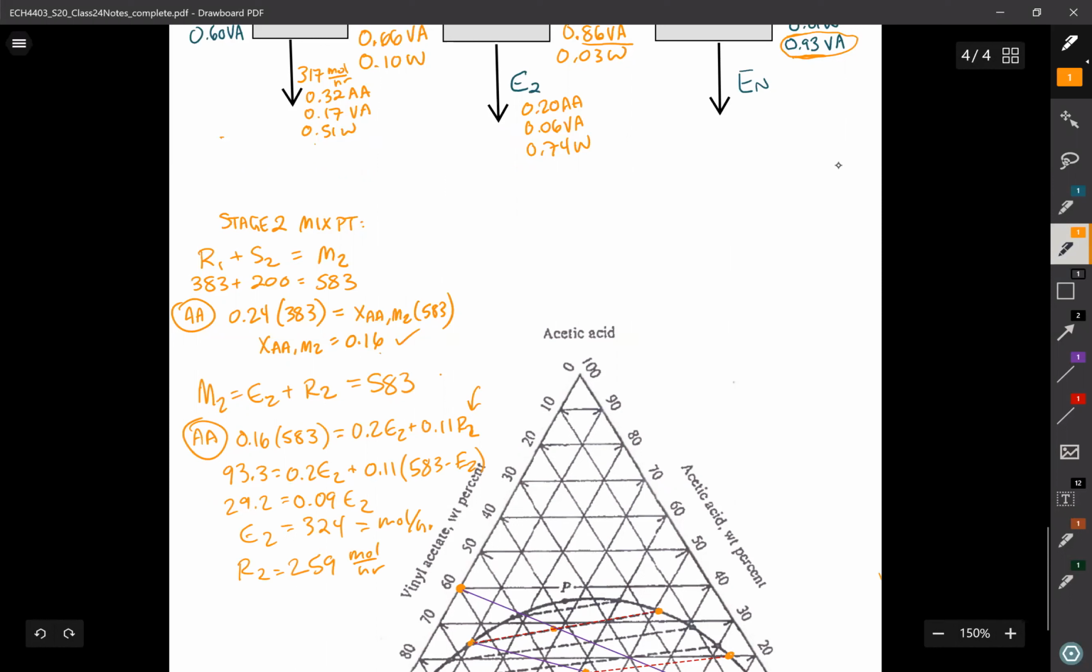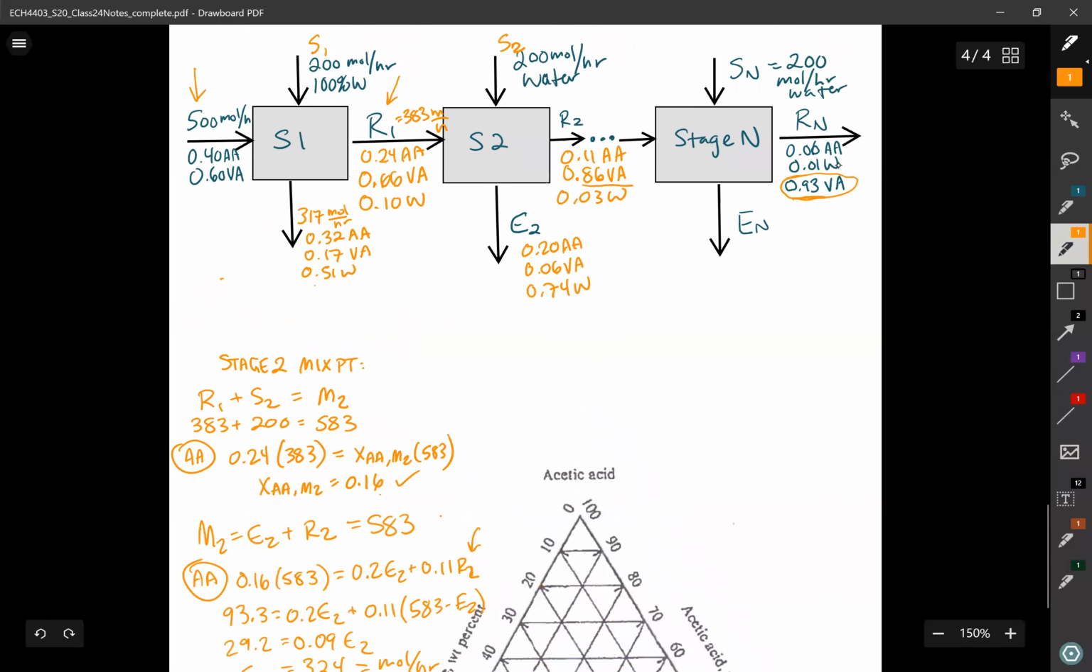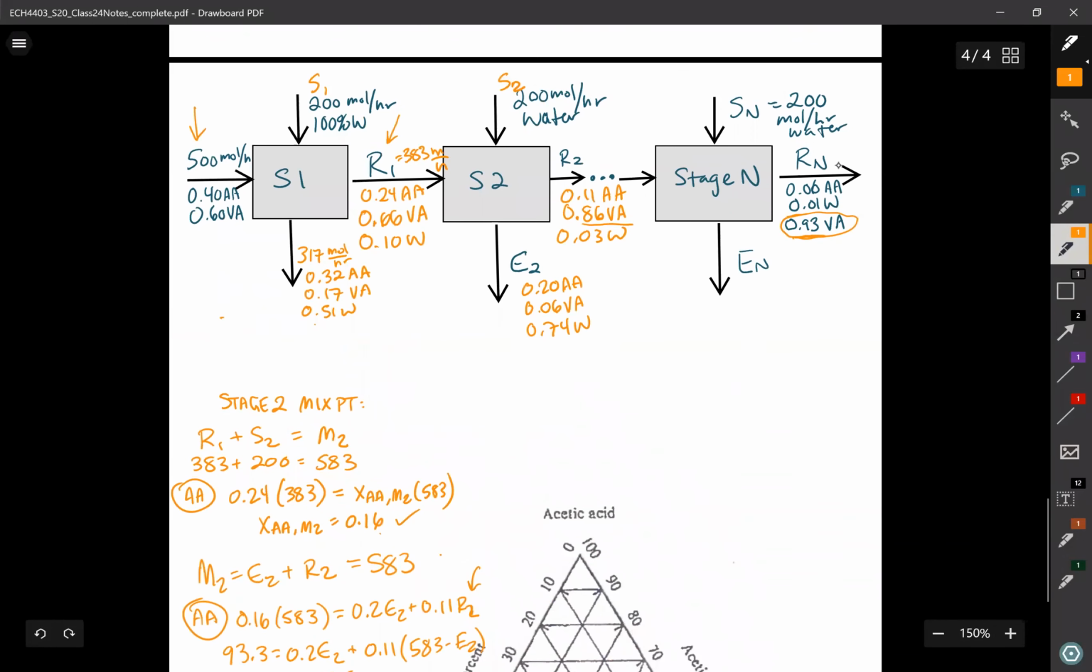Okay, so I'm going to put these numbers into my process flow diagram. R2 was 259 moles per hour, and E2 was 324 moles per hour. All right, so look at the trends that we've got. We're getting definitely closer to pure vinyl acetate. So we started at 67. Oh, I guess we started at 60. Got to 66 in the first stage, 86 in the second stage. So that kind of suggests that the third stage is going to be all that I need.